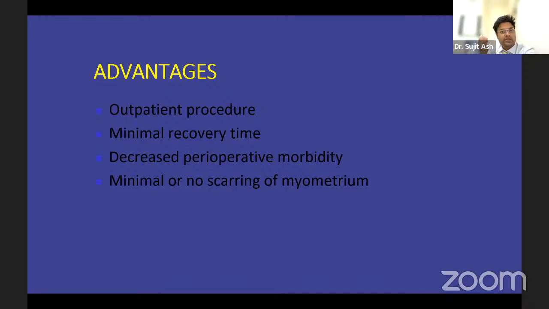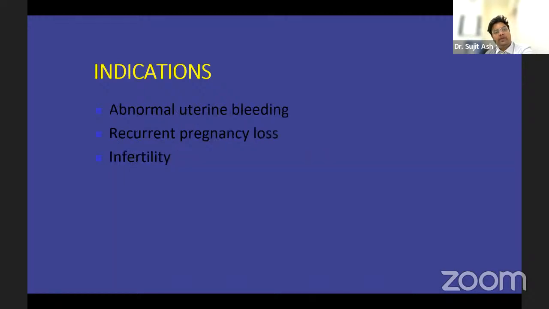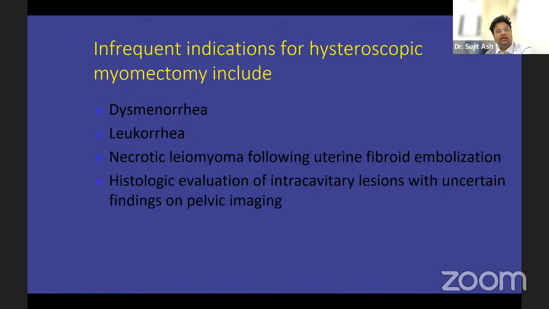The advantage of this is that if you're planning to do it, it's a very easy procedure. There's no cut involved, so therefore you can finish it faster. And the post-surgery morbidity is very less for the patient, and there's hardly any scarring on the uterus. Indications: it can be because of abnormal uterine bleeding or recurrent pregnancy losses or infertility. Once you operate, the patient might also have a few complaints of some parts of fibroids coming out. How and why?